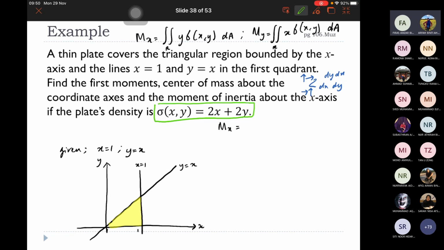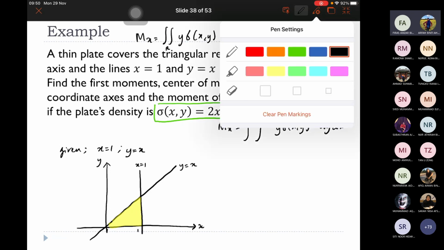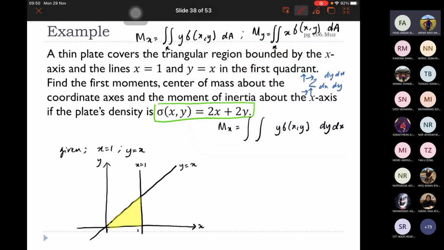Katakan saya nak ambil dy dx. Okay. What will be the region of integration? Y darab sigma xy dy dx. So if dy dx meaning that saya nak gerakkan bawah ke atas first and then kiri ke kanan, gerakan kedua. So apa dia punya region? Kita nak integrate daripada berapa ke berapa?